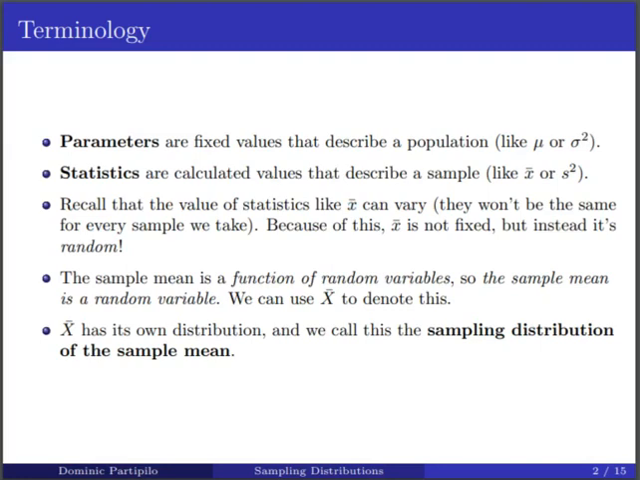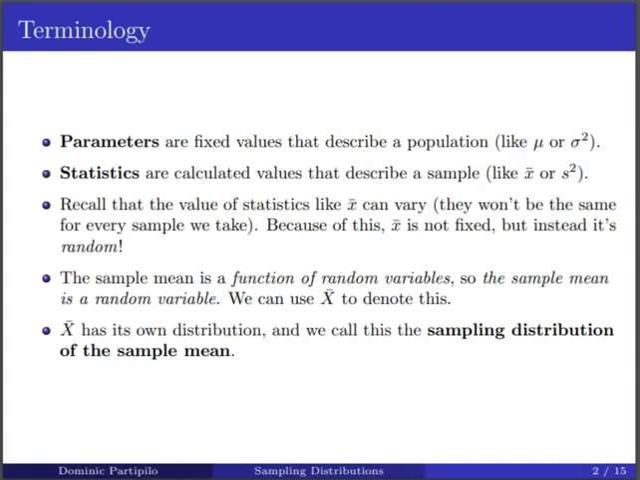Now, recall that the value of statistics, like x bar, can vary, while the values of parameters don't vary, they're fixed. And the reason x bar will vary is because each time we take a different sample, the sample mean is going to be different. And since the sample mean is a function of random variables, the sample mean itself is a random variable.